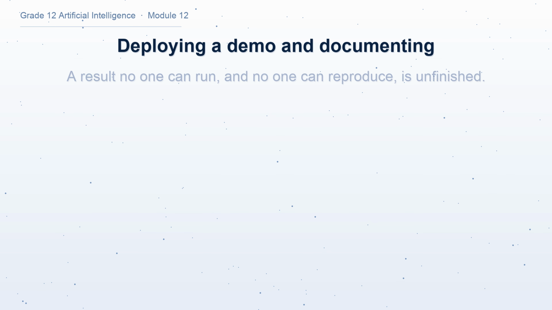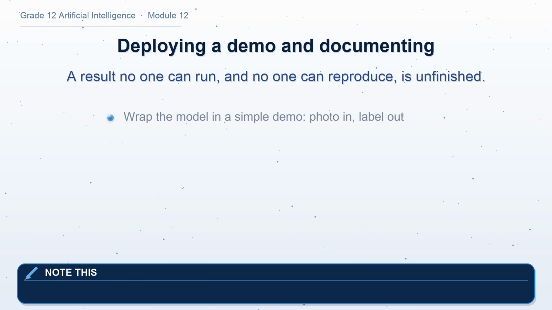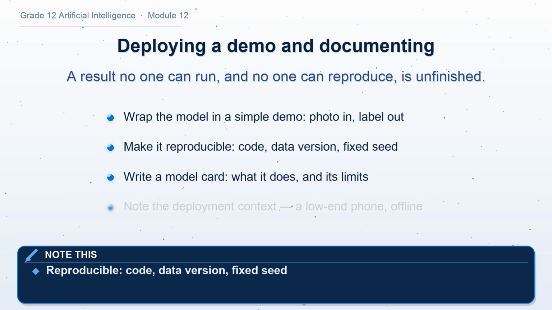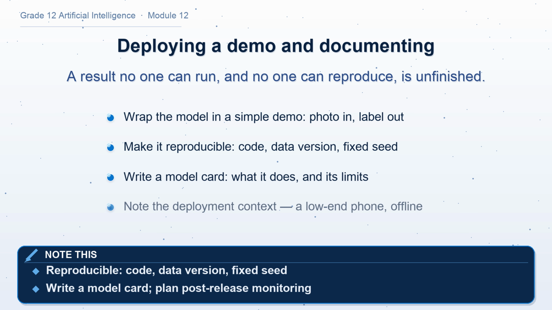A model that lives only on your laptop is not yet a solution. Wrap it in a simple demonstration. A farmer takes a photo and a label comes back. Make the work reproducible. Share the code, record which version of the data you used, and fix the random seed, so another person gets the same result you did. Write a model card that states plainly what the model does and where it should not be trusted. Note the real deployment context. In this case, a low-end phone, often used offline in the field. And plan to monitor it after release, because a model can quietly drift as conditions change.